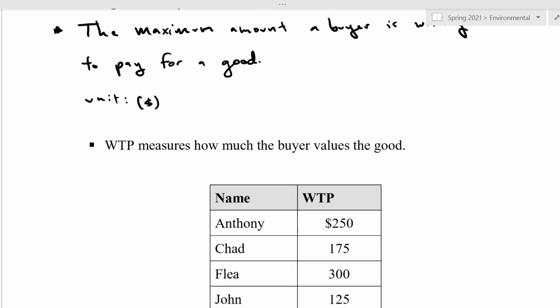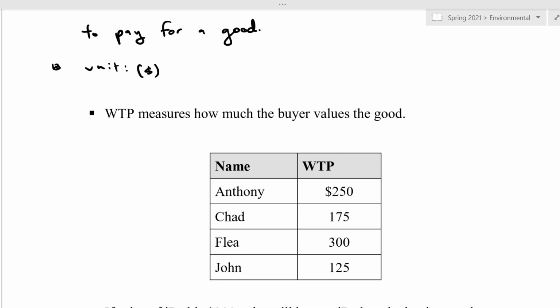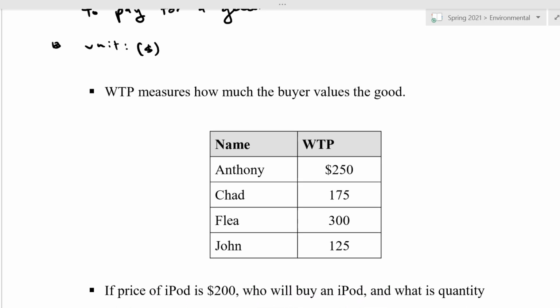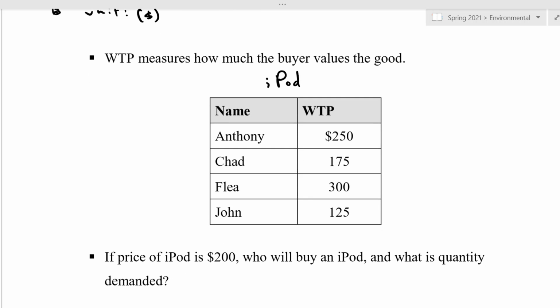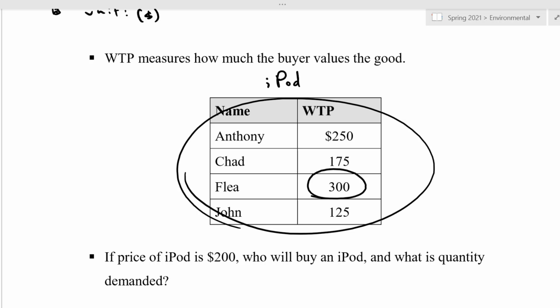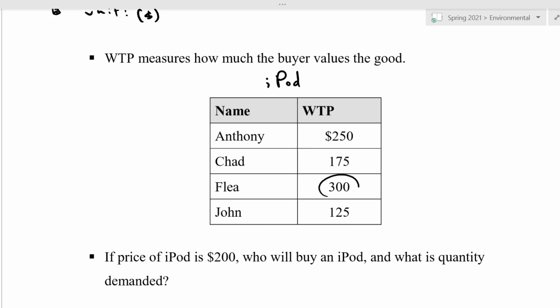And we can look at this through an example. So we've got 4 people here, Anthony, Chad, Flea, and John. And this is their willingness to pay for an iPod. Okay, Flea is willing to pay the most at $300. And we're gonna keep coming back to this table, so try to remember these numbers. Flea is willing to pay $300. Next is Anthony at $250, $175, $125.